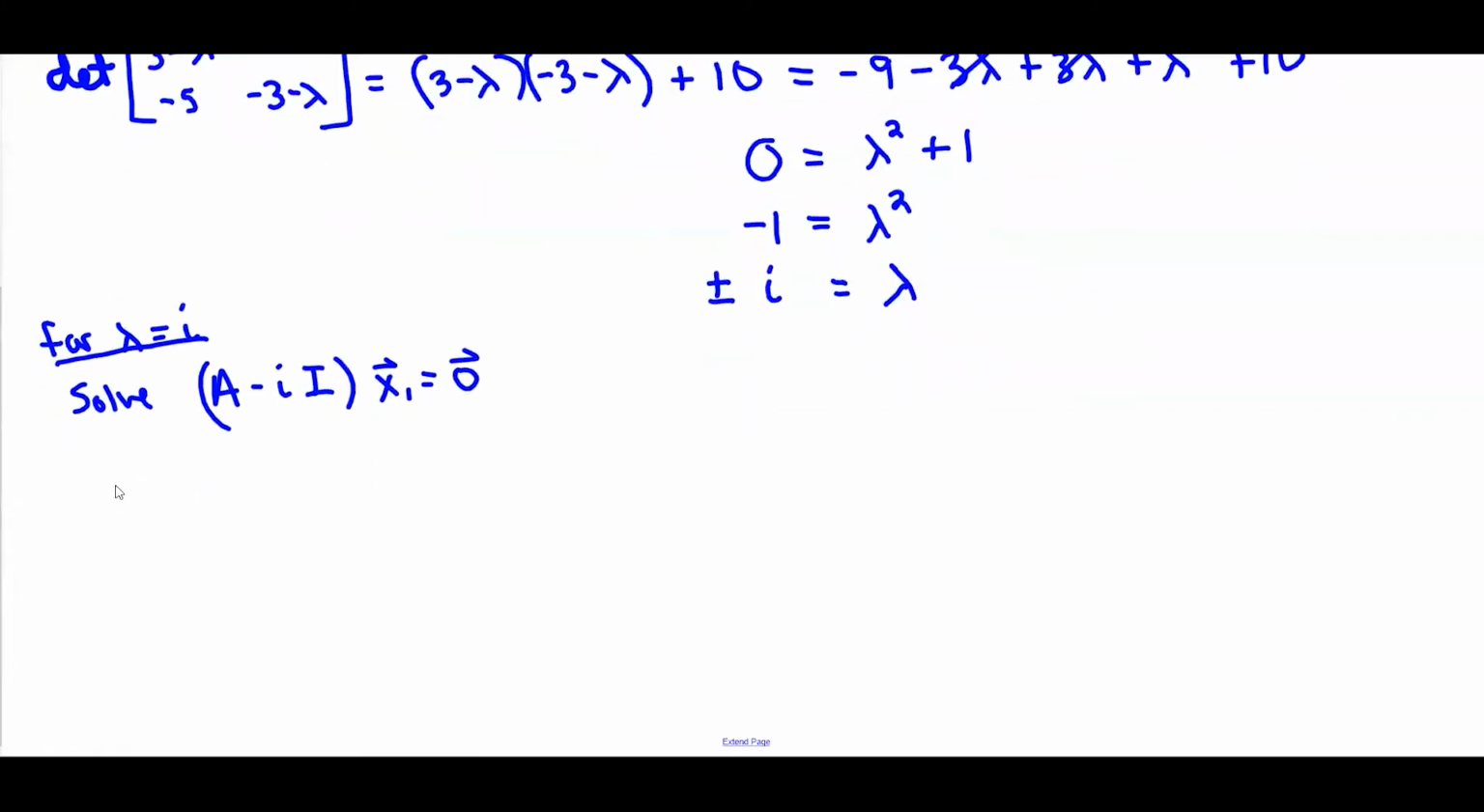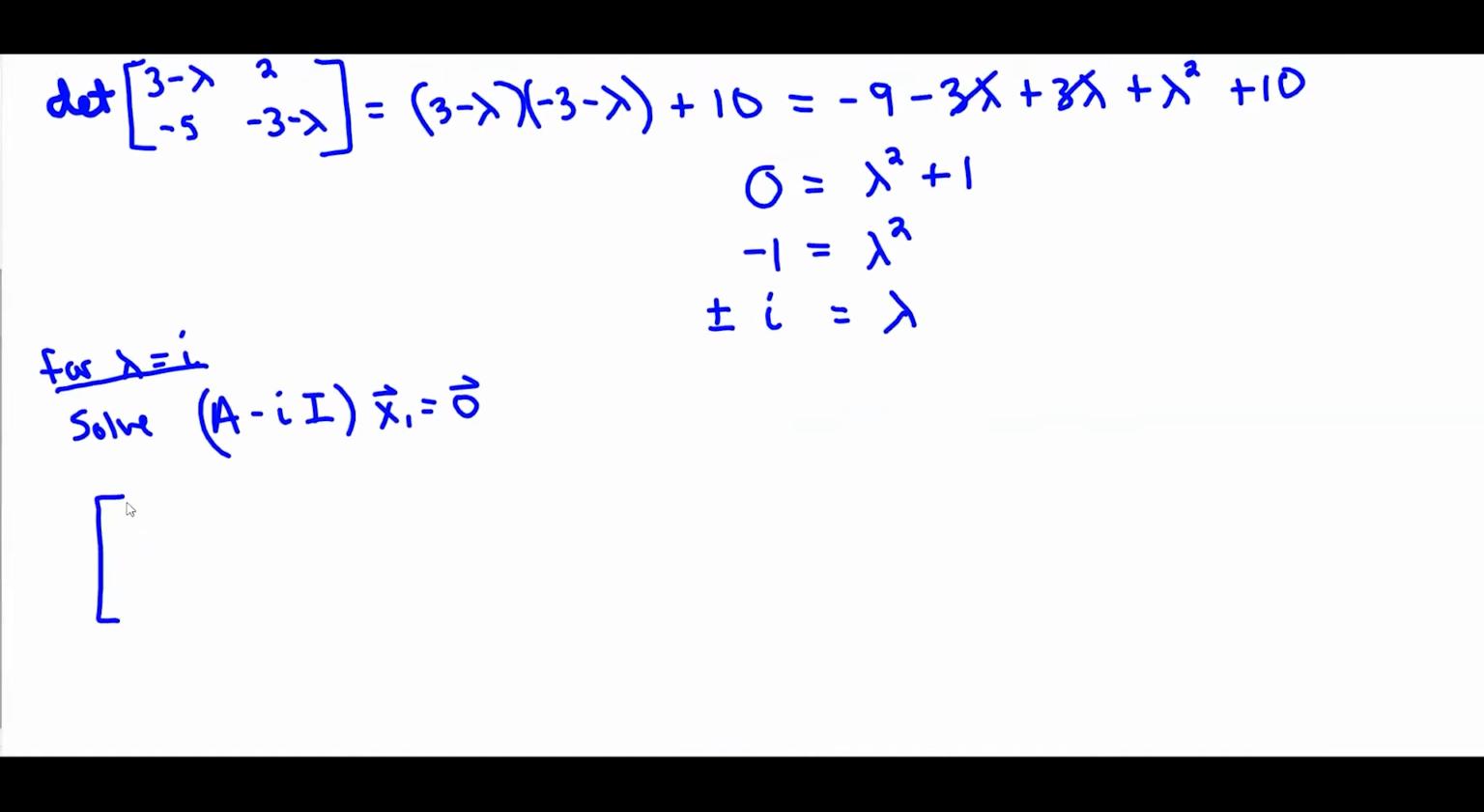So we need to subtract imaginary i from the main diagonal. So it's going to be 3 minus i, negative 5, 2, negative 3 minus i. And we augment this with 0, the 0 vector. Now we got to solve this system. Now, you may not have ever solved a system with complex numbers in it, but it's not too bad.